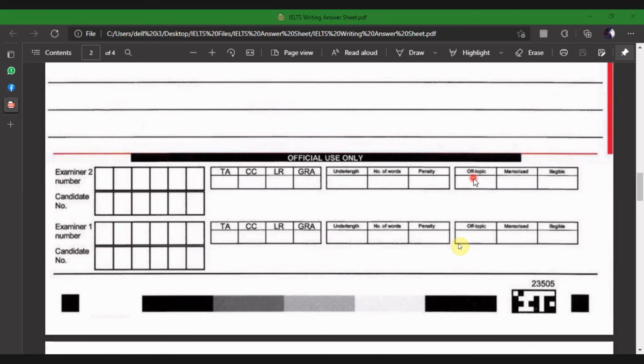Okay. So make sure that whenever you're going to write your task one, task two, make sure to stay on topic. Do not stray away. Do not talk about other topics not related to the main topic overall. So in your letters, for example, they're asking you to write to the manager because you have a complaint.